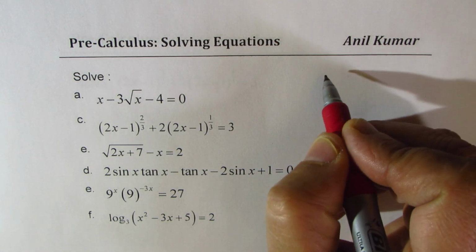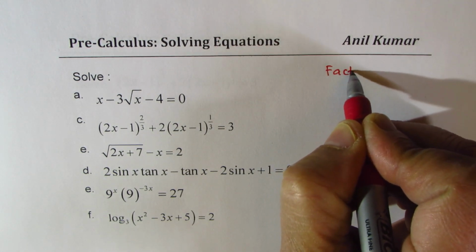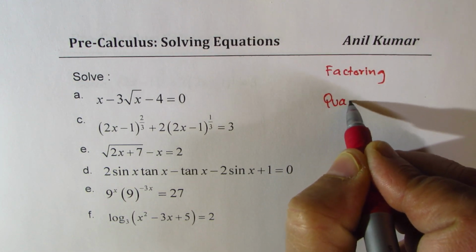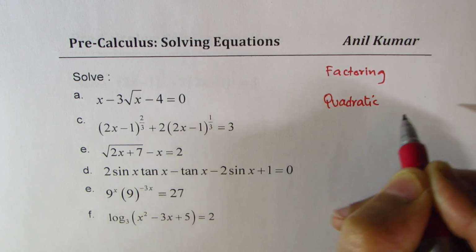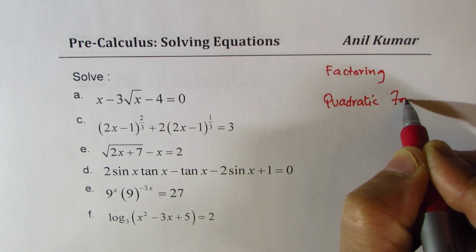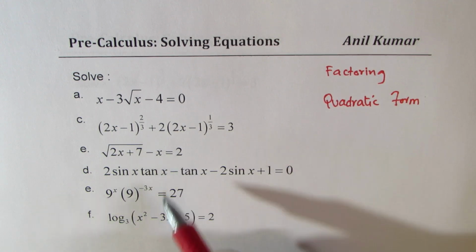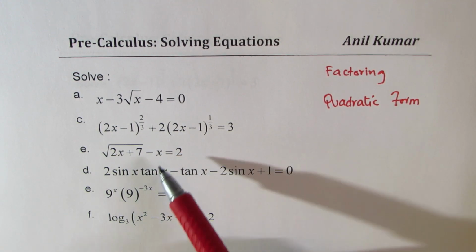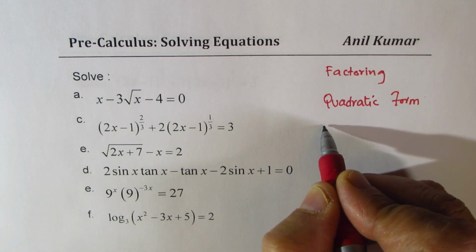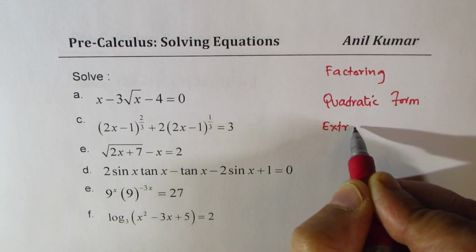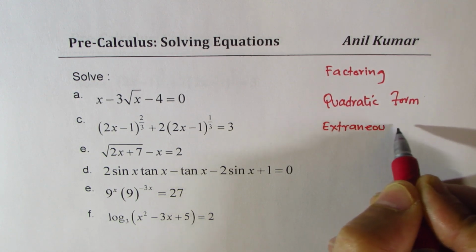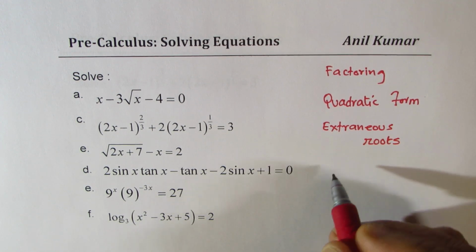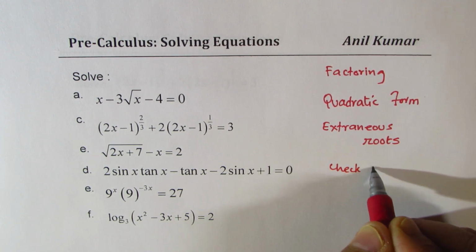That is, we'll use the technique of factoring, solving quadratic equations. We can say quadratic form of equations. And some of these equations involve radicals and also logarithms. Now, that means we have restrictions, so we could have extraneous roots. That really means that you need to check your solution.